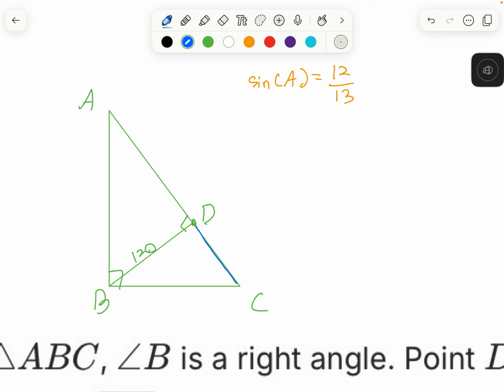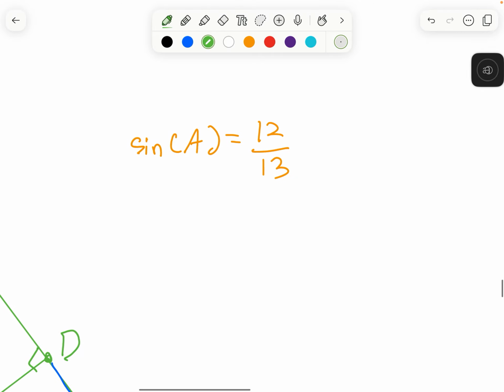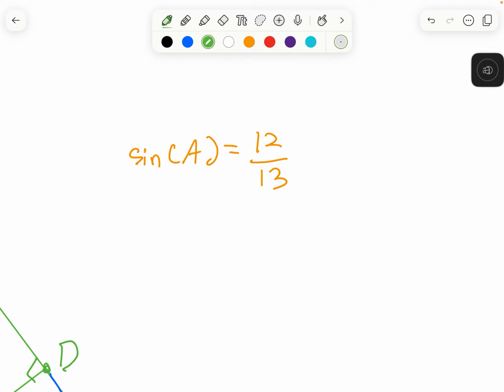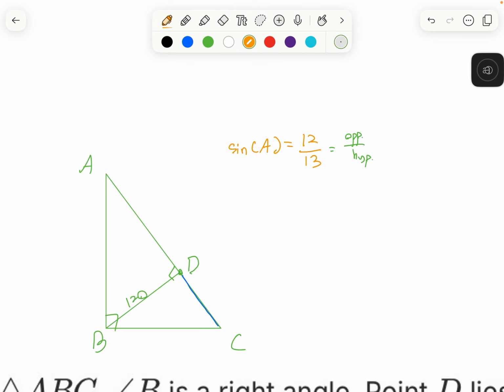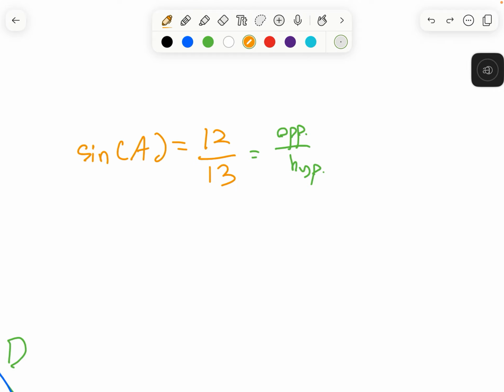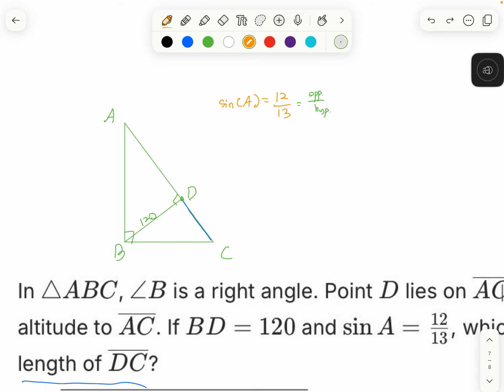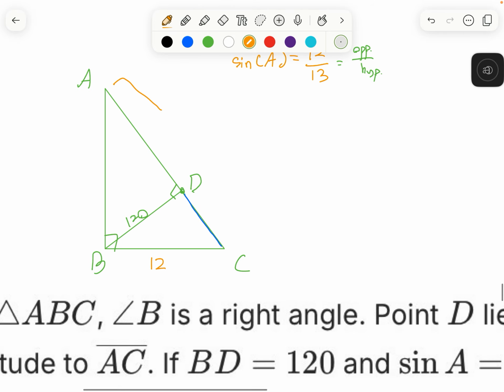Well, first of all, recognize that sine, if you think back to SOHCAHTOA, if you know what that abbreviation is, it's opposite over hypotenuse. So 12 over 13, well, that's going to be opposite over hypotenuse. So we're going to call this 12, and we're going to call this 13.